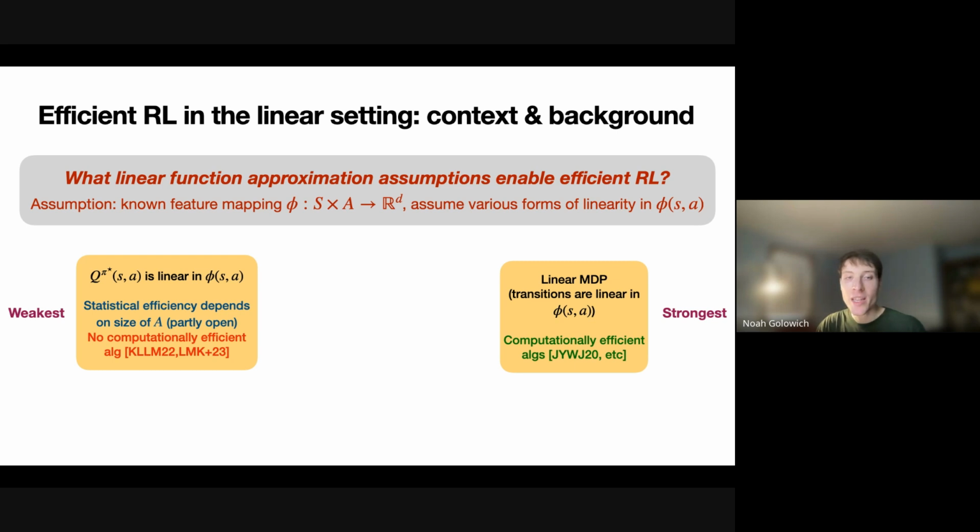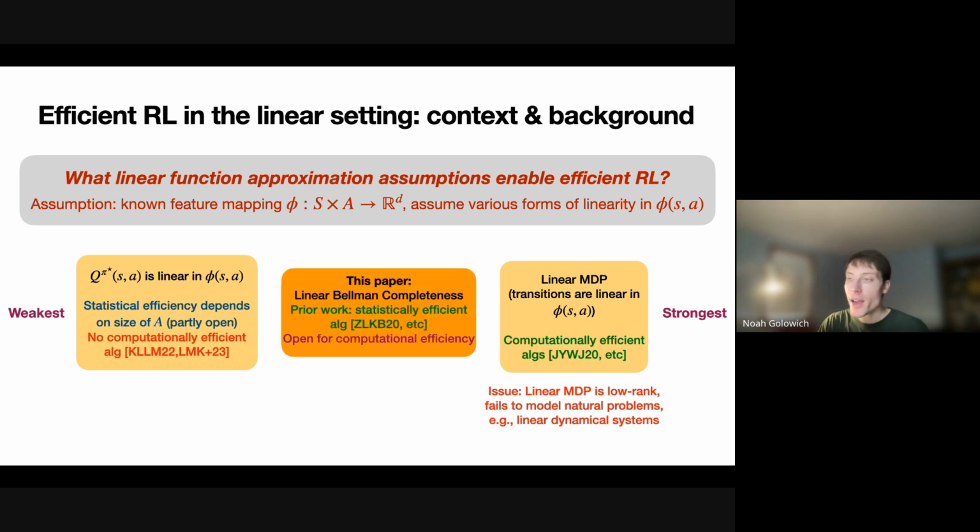On the other hand, as I mentioned, we can get computationally efficient algorithms in the setting where the transitions are linear in phi of SA, and this is known as the linear MDP setting. The problem, of course, is that the linear MDP dynamics are low rank, and so this fails to model many natural problems. I think of linear Bellman completeness as lying in a sort of happy medium. On the one hand, it generalizes linear MDPs, and it's also a special case of assuming that the optimal value function is linear. And as I mentioned, some prior work shows there are statistically efficient algorithms, and it's open whether there are generally computationally efficient algorithms. So at least, we may be hopeful that we can get efficient algorithms for learning linear Bellman complete MDPs.